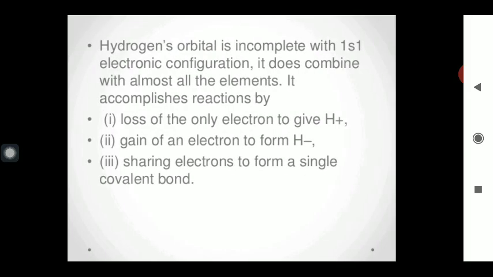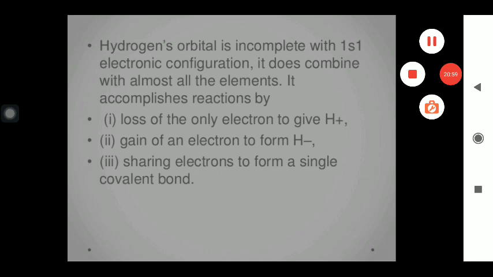So these are the basic points about the properties of hydrogen. Hydrogen has only one electron in the outermost shell, so the loss of that one electron forms the H+ ion, the gain of one electron forms the H- ion, and sharing forms the simple H2 molecule. So the most unique property of H2 is that it is found in the form of a cation, in the form of an anion, and in the form of a molecule. This is the important unique point of hydrogen gas.